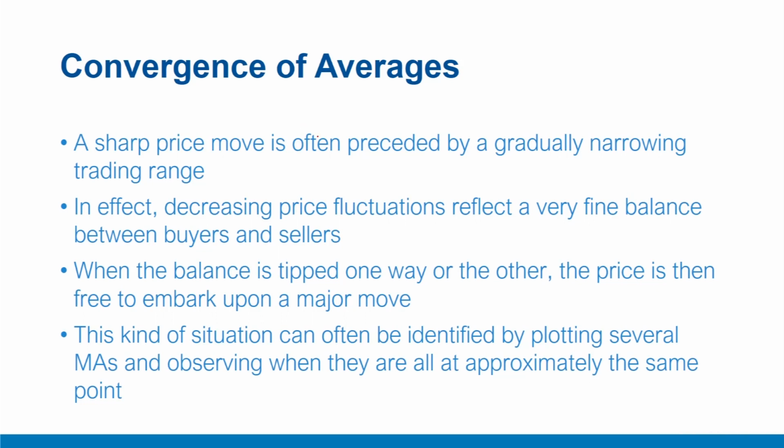Here a good strategy is examining the convergence of averages, how two averages converge together. Usually a sharp price move is often preceded by a gradually narrowing trading range like this: sharp price move and then trading range. In effect, decreasing price fluctuations reflect a very fine balance between buyers and sellers, sellers who are putting the price down and buyers who are putting the price up. When the balance is tipped one way or the other, the price is free to embark upon a major move like this, up or down, depending upon which side wins, buying or selling.